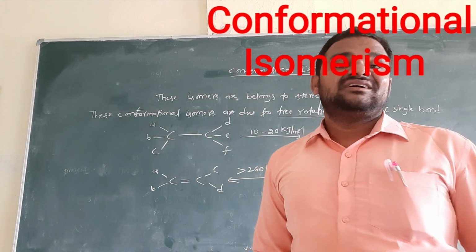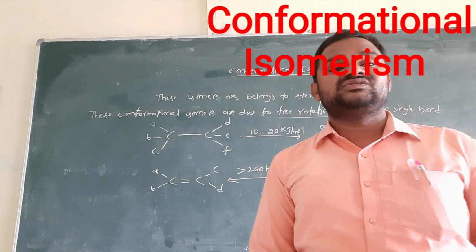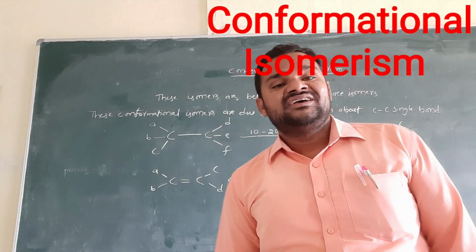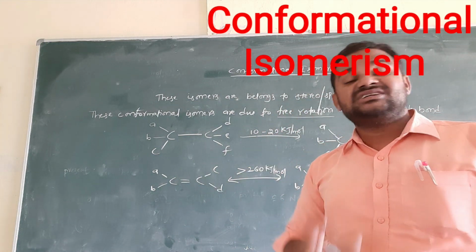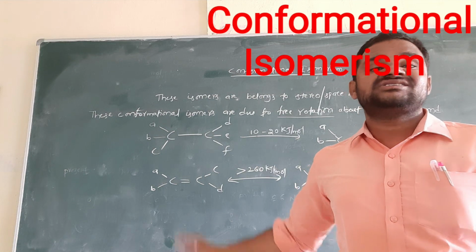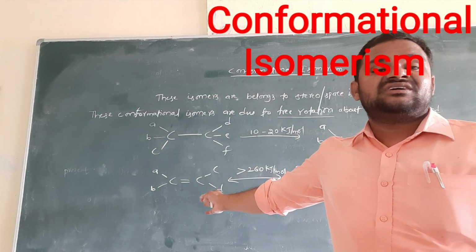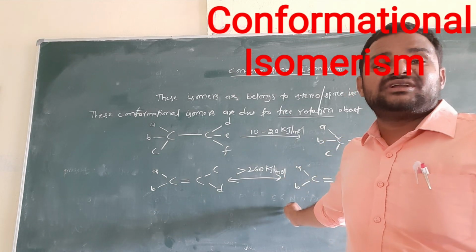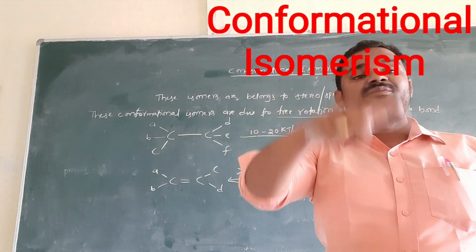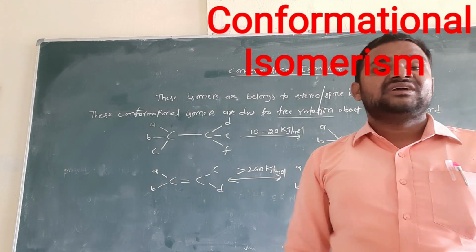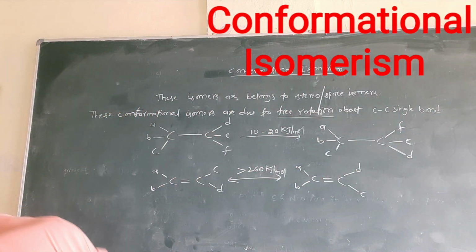Those are different. Okay, the C-C single bond rotational energy is just 10 to 20 kilojoule per mole, whereas the C=C double bond energy is 260 to 300 kilojoule per mole. That is why the C=C double bond energy is also called restricted bond energy. So the isomers formed due to restricted rotation are called geometrical isomers, and the isomers formed due to free rotation are called conformational isomers. All of you remember that.